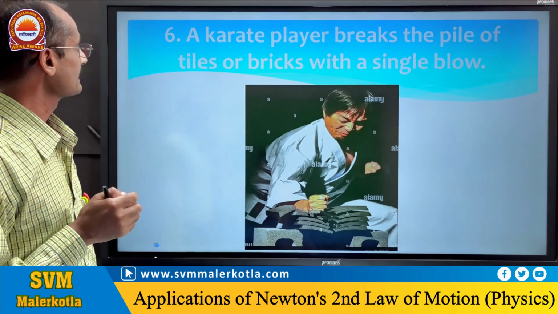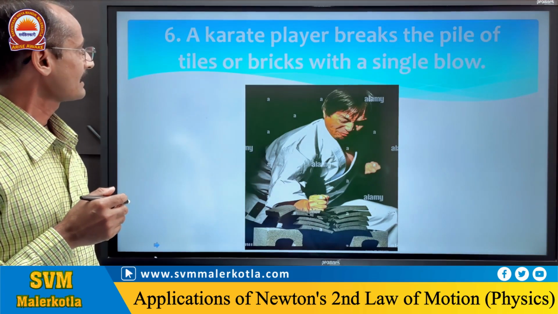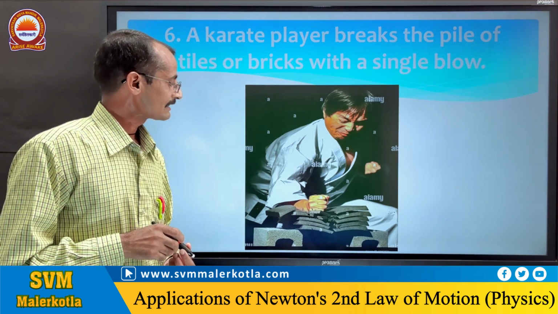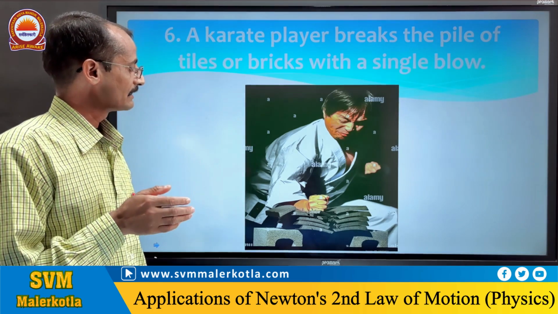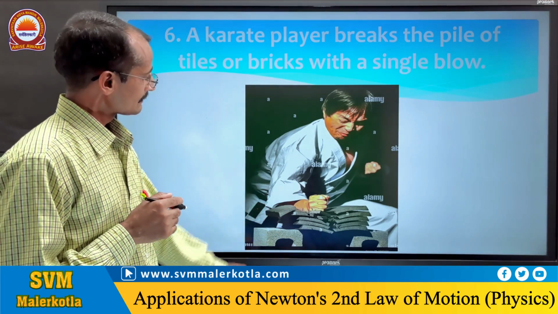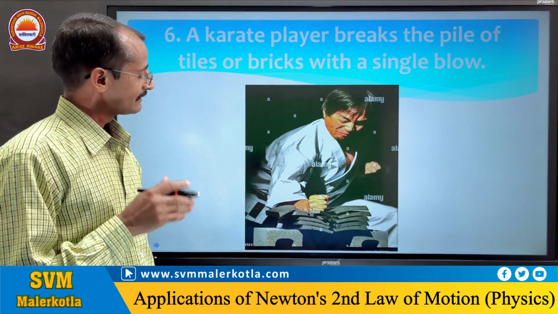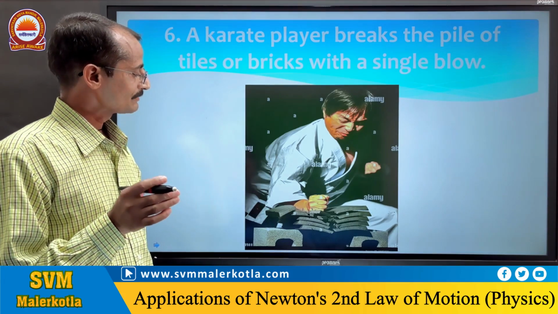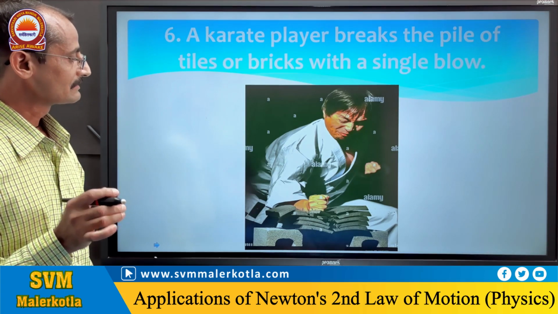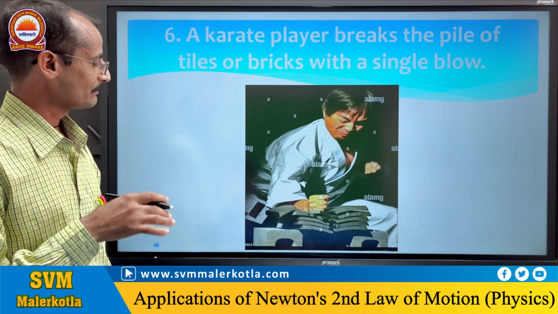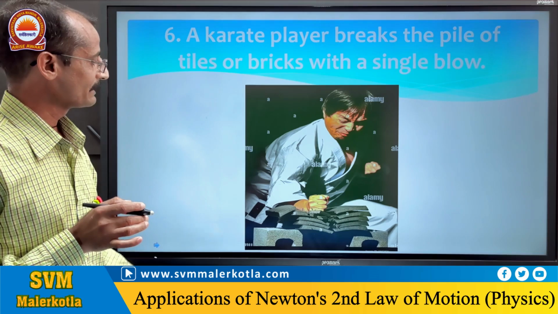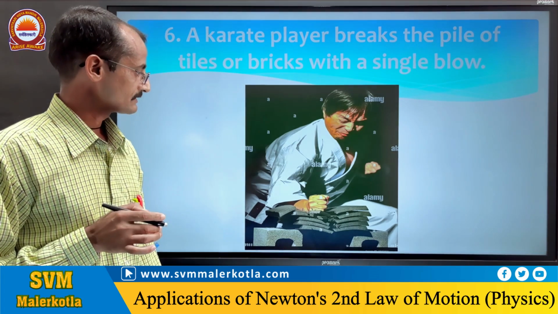The last, the sixth, is that a karate player breaks a pile of tiles or bricks with a single blow. Again, when a karate player moves his hand upward and hits the pile of tiles, the time to stop, or to decrease the momentum to zero, is very small, and hence the force exerted by the hand of the karate player is enough to break those piles of tiles. Thank you.